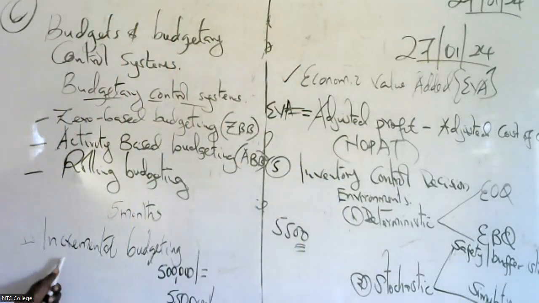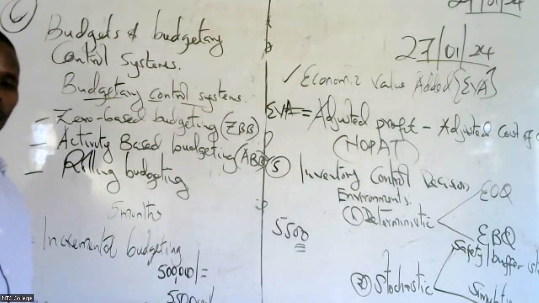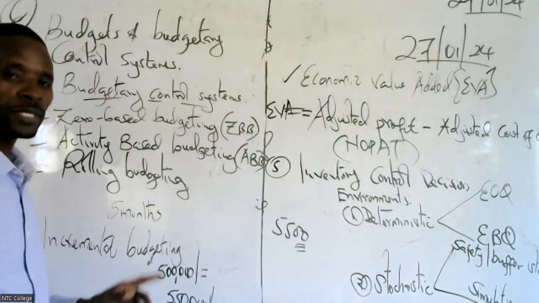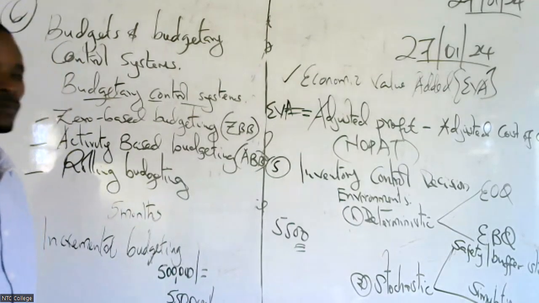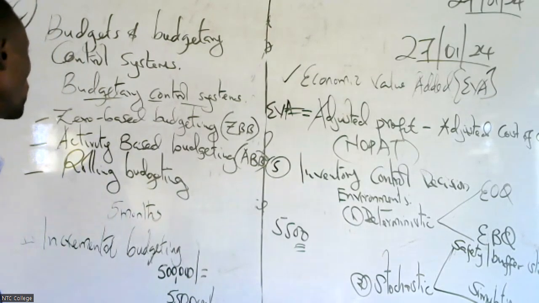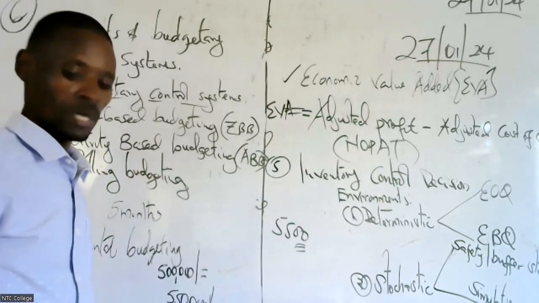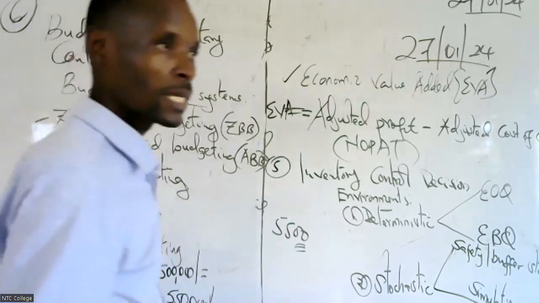So that is this incremental budgeting. We have said that it is an increment of a small amount in respect to the initial budget that has already expired. So those are the budgeting control systems that we normally experience. At that point, we can now look at types of budgets.